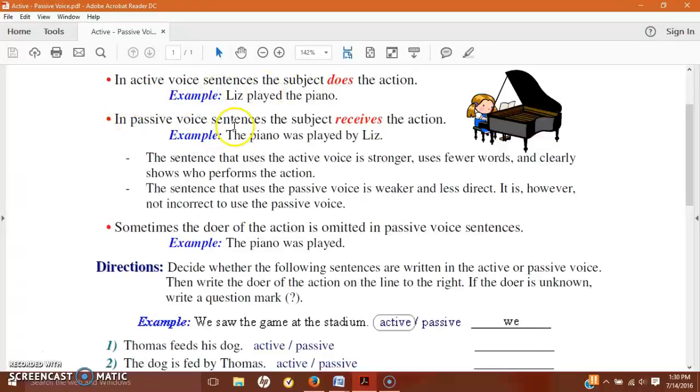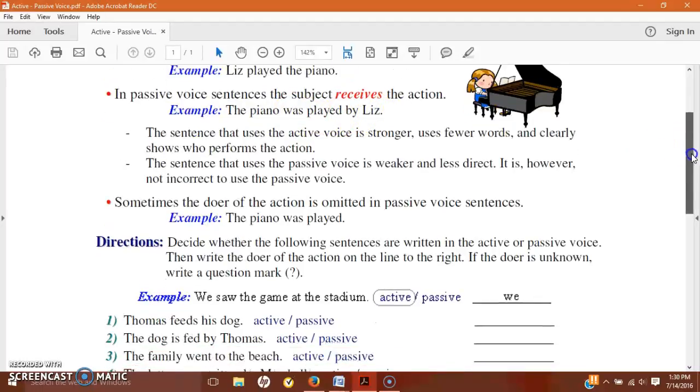Okay? In passive voice sentences, the subject receives the action. So, for example, the piano was played by Liz. So where's our verb? Was played. What was played? The piano. By whom? Liz. This now is the object in a prepositional phrase. So the piano is our subject, was played is our verb, and this is our prepositional phrase.